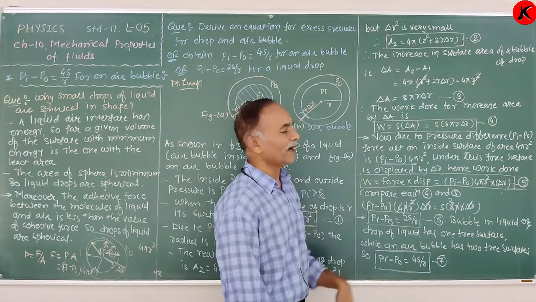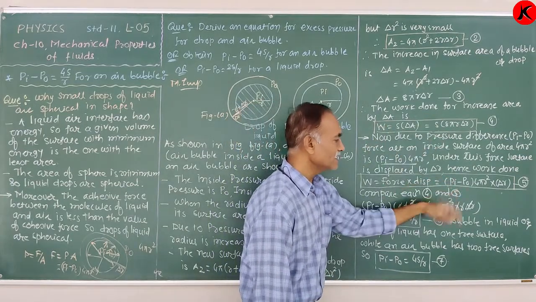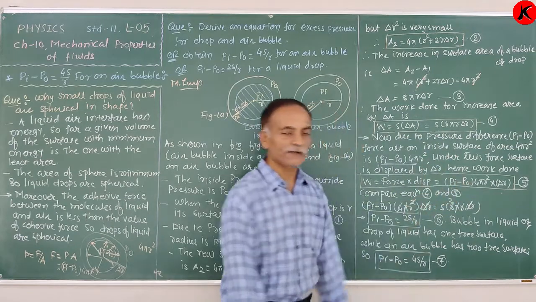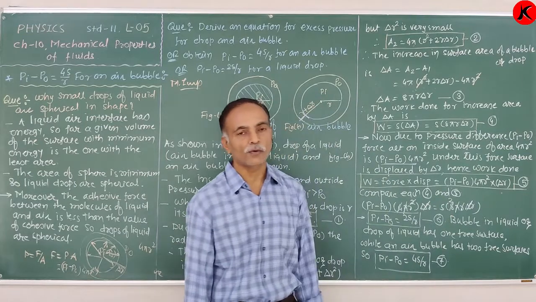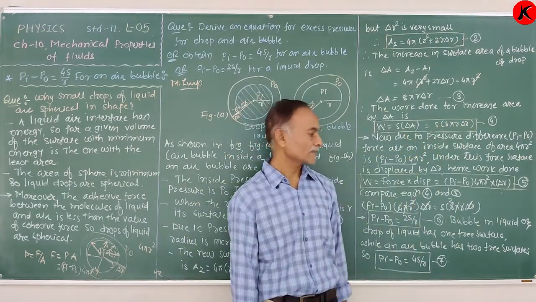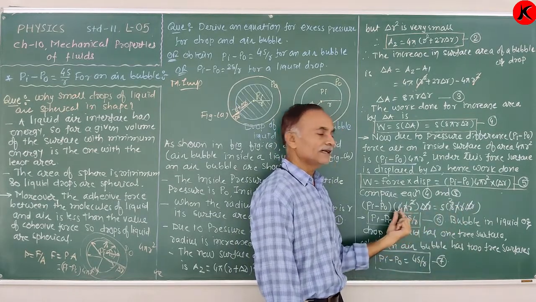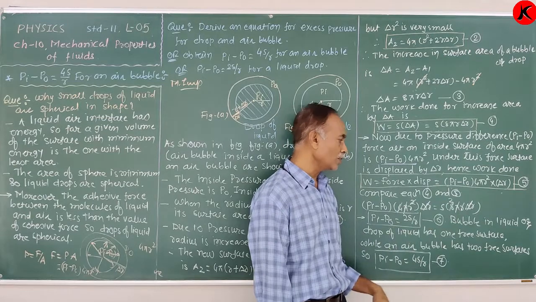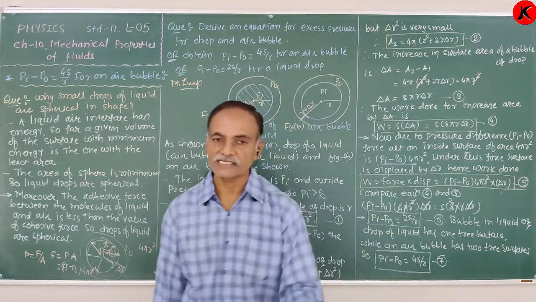Comparing equations 4 and 5, the left hand sides are the same, so we compare the right hand sides. Therefore, Pi minus Po into 4 pi R square into delta R is equal to S into 8 pi R delta R. So here delta R is cancelled, pi is cancelled. Here 4, here 8, therefore 2. Therefore, Pi minus Po is equal to 2S upon R.